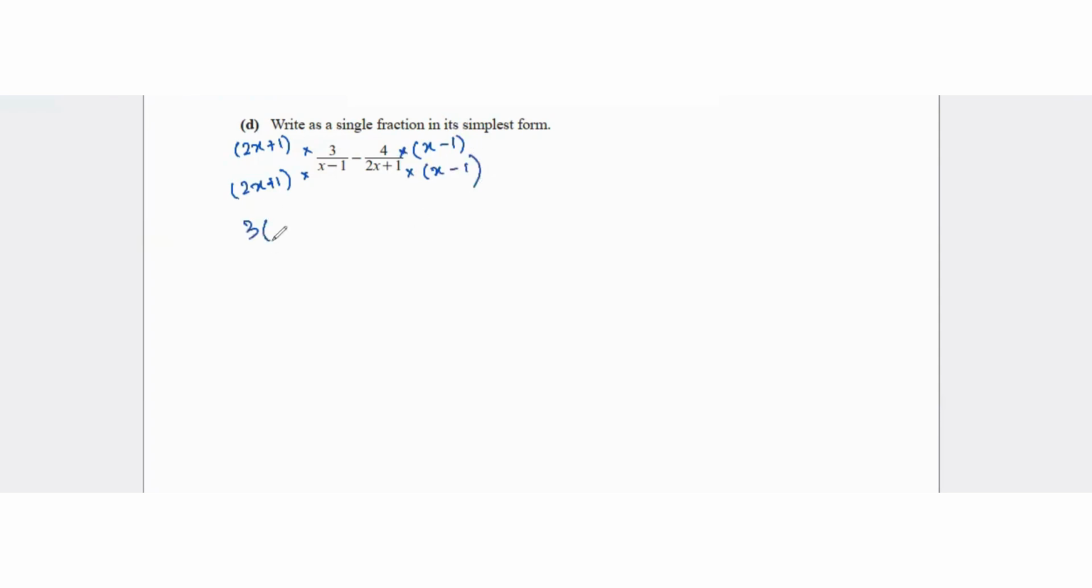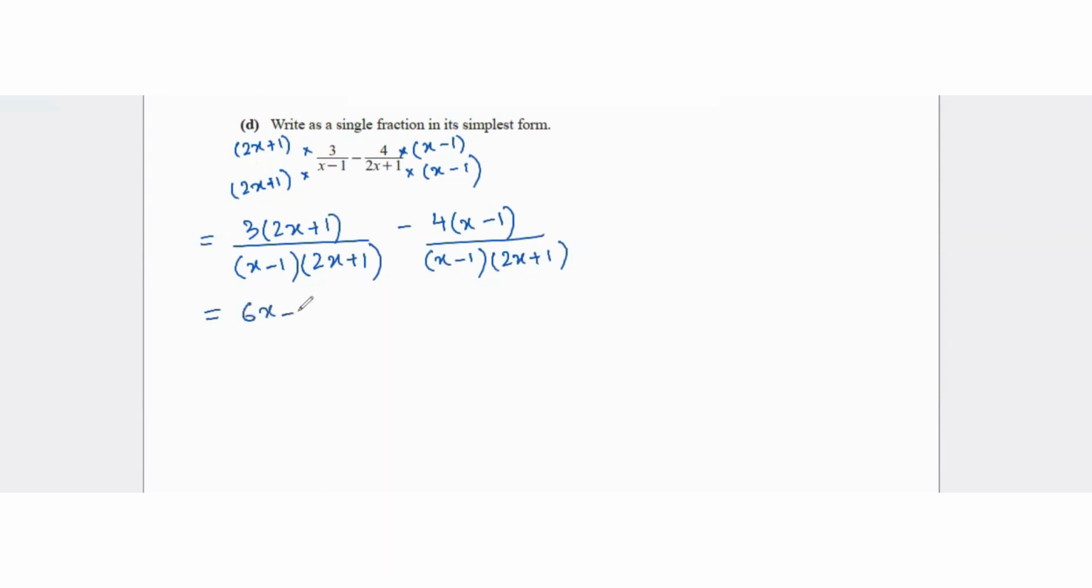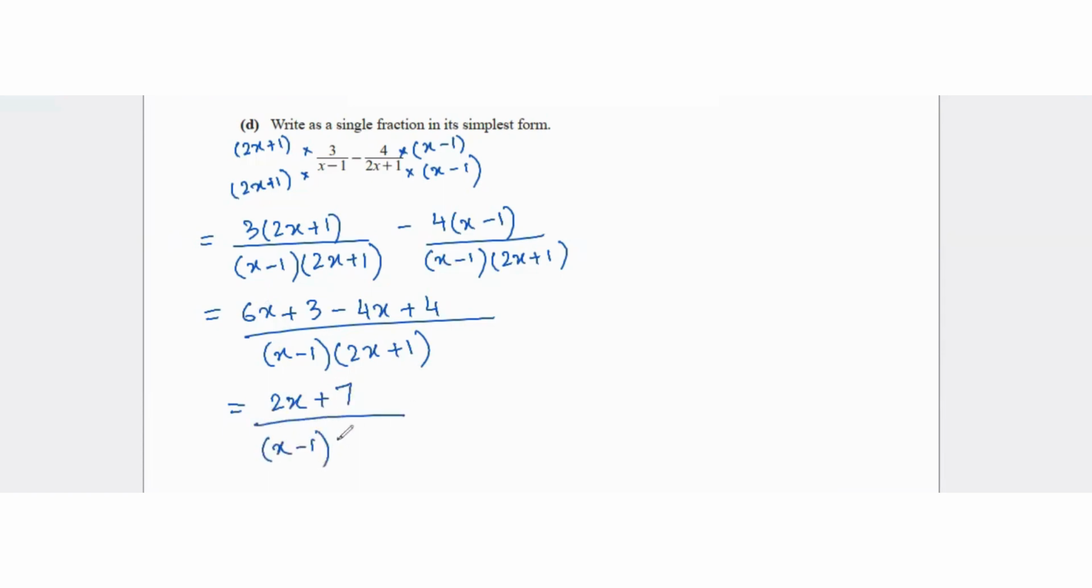So that's going to give us 3 times 2x plus 1 over x minus 1 times 2x plus 1, minus 4 times x minus 1 over x minus 1 times 2x plus 1. It's going to be 6x plus 3 minus 4x plus 4 over x minus 1 times 2x plus 1. Collect the like terms, so 2x plus 7 over x minus 1 times 2x plus 1. That is your answer.